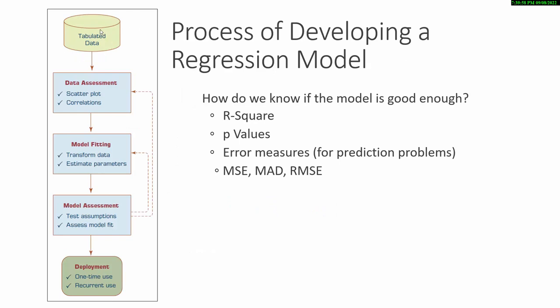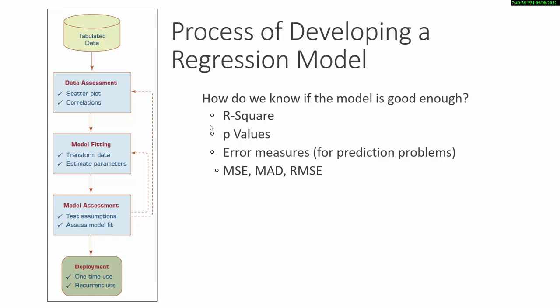Now let's look at the process of developing a regression model. So like we discussed, we start with the tabulated data and then we do data assessment based on scatter plot and correlation. And then model fit is calculated by transforming the data and parameters like beta 0, beta 1, etc. are estimated. Now we do a model assessment. So we try to determine if this model is good enough. There are several tests for testing the assumptions of the regression model, and the model fit is being assessed. To know if the model is good enough, we can look at several criteria such as R-squared values.